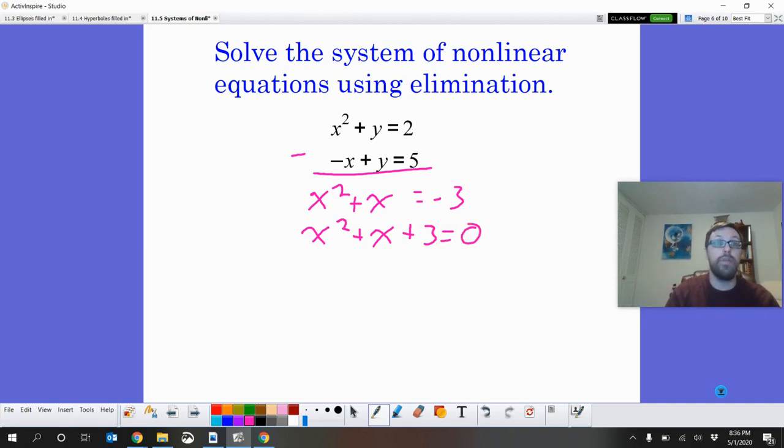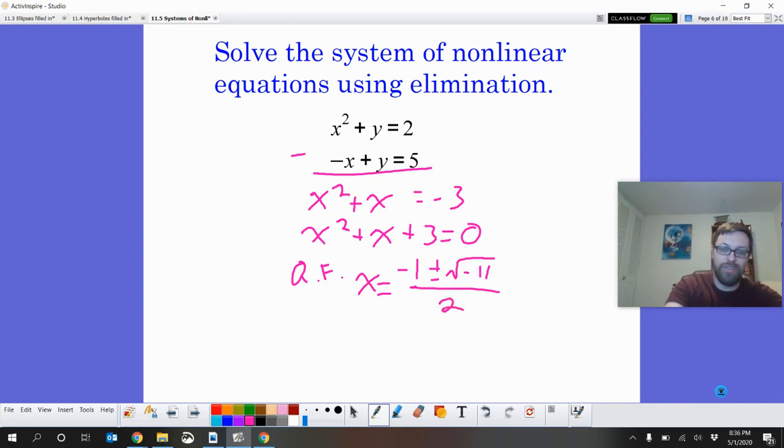Now this thing we would need to factor, so we need something that multiplies to be 3 and adds to be 1. That doesn't factor, so we can use the quadratic formula. I'm just going to speed things up because I don't want this video to go for forever. But if you work through your quadratic formula, you'll end up with x equals negative 1 plus or minus the square root of negative 11 over 2.